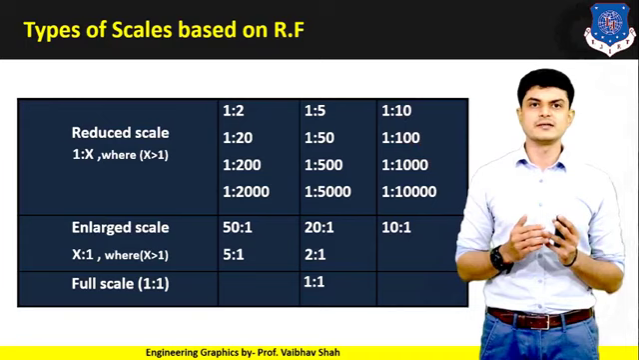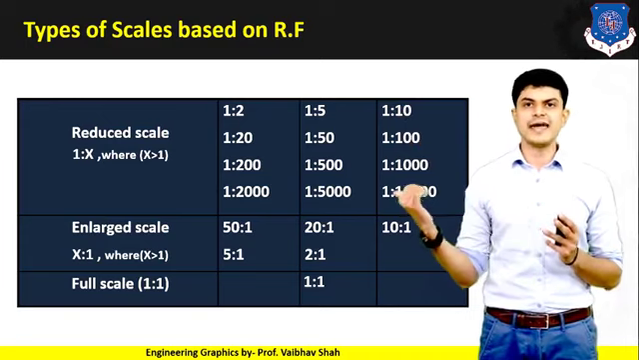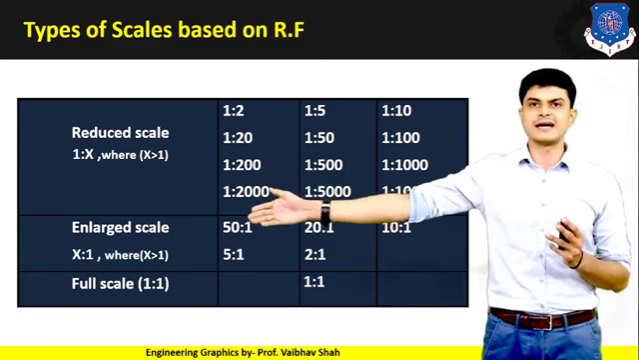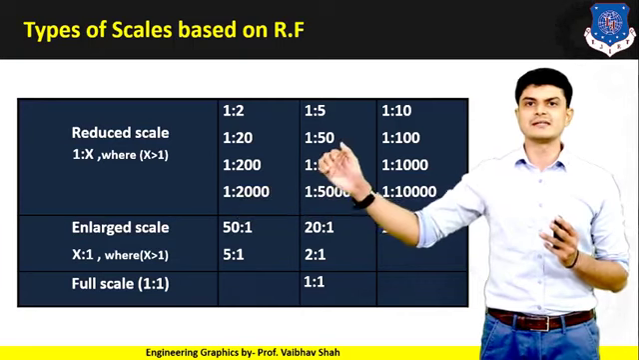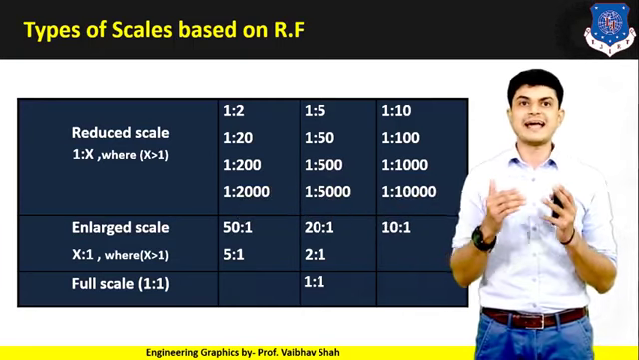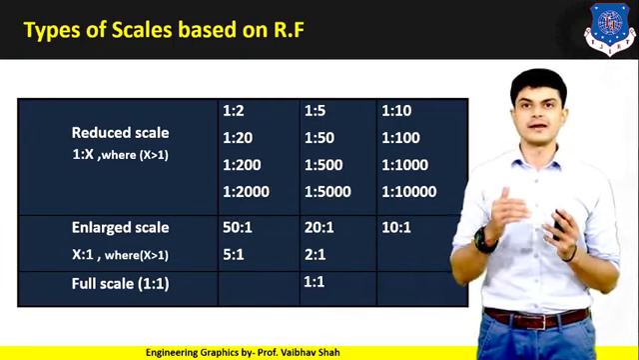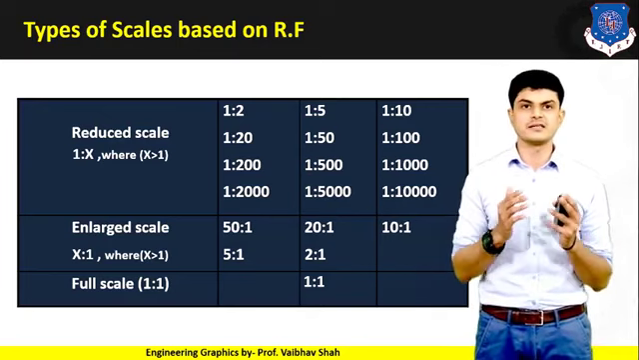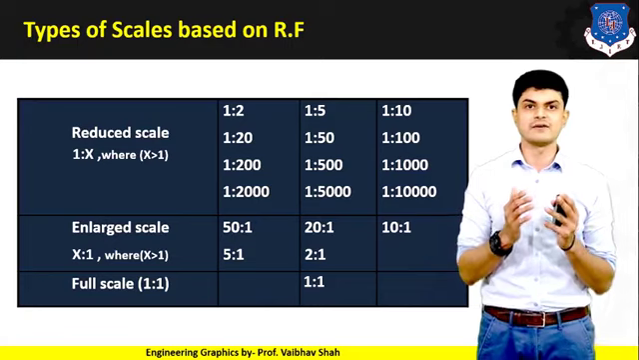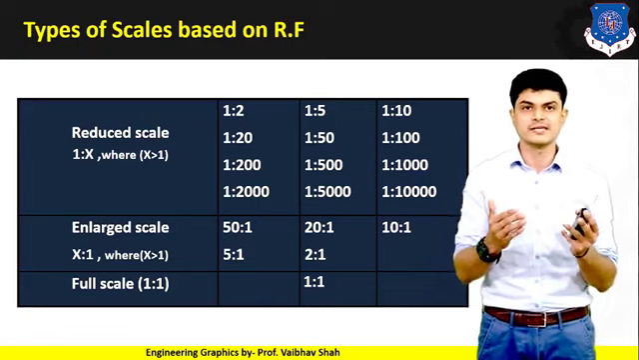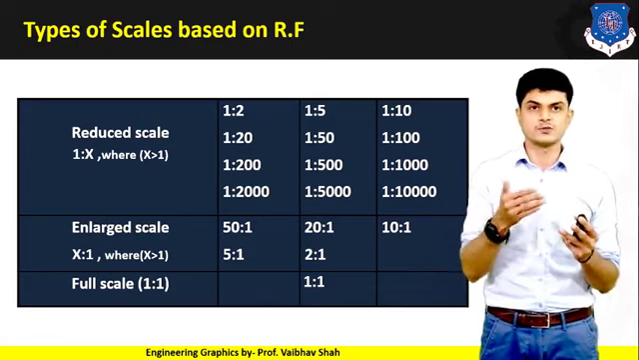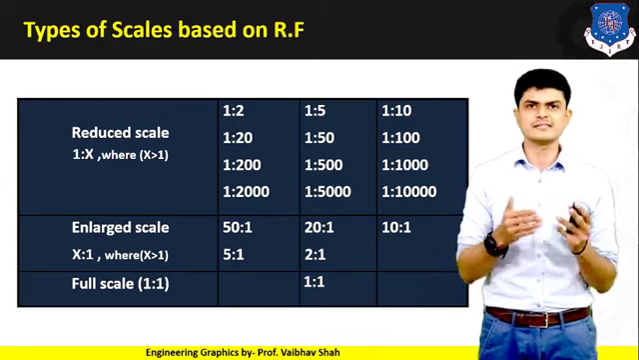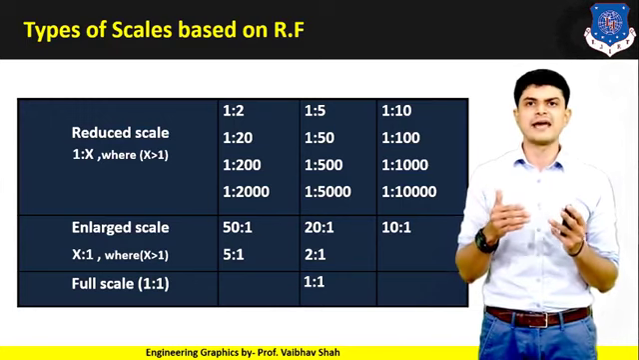So now let us see one more scale, which is an enlarged scale. So let us begin with this enlarged scale. In this enlarged scale, we can see the form is x:1, where here also the x is greater than 1. That means in the case of enlarged scale, we will have a form different from your reduced scale, and here the form is x:1. So now let us see a few examples of your enlarged scale.